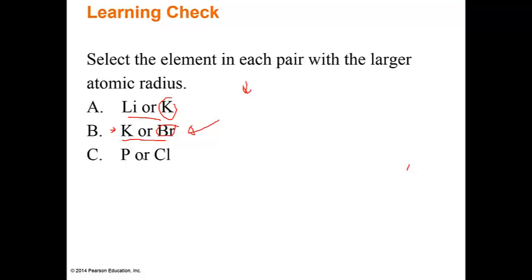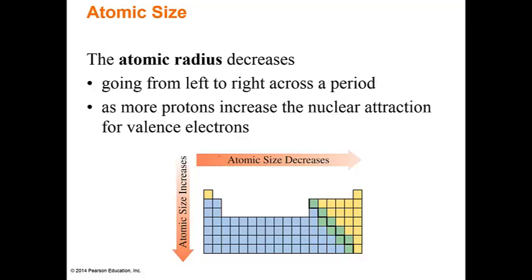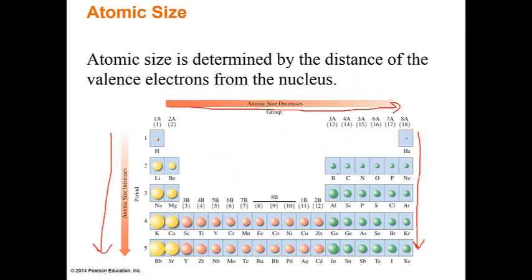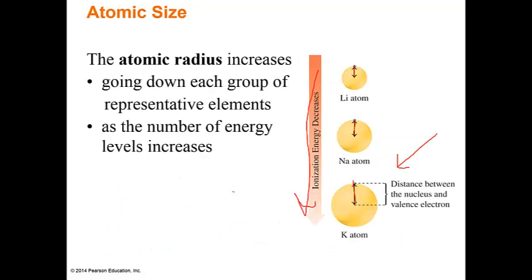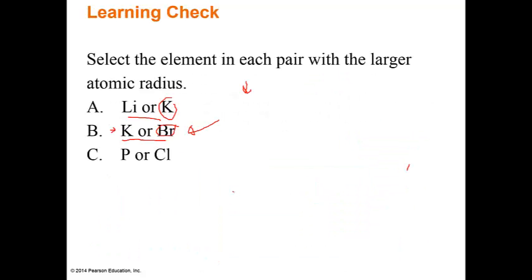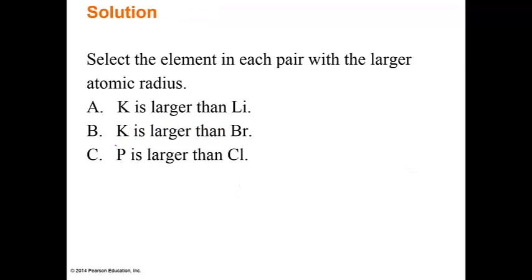And finally, we have phosphorus or chlorine. All right, well, what are we going to see? We've got phosphorus right here, and to the right of it is chlorine, so that means that phosphorus will have the larger atomic radius. So let's check this out. Let's make sure. Yep, potassium is larger than lithium. Potassium is larger than bromine, and phosphorus, because it is to the left of chlorine, will be larger than chlorine.